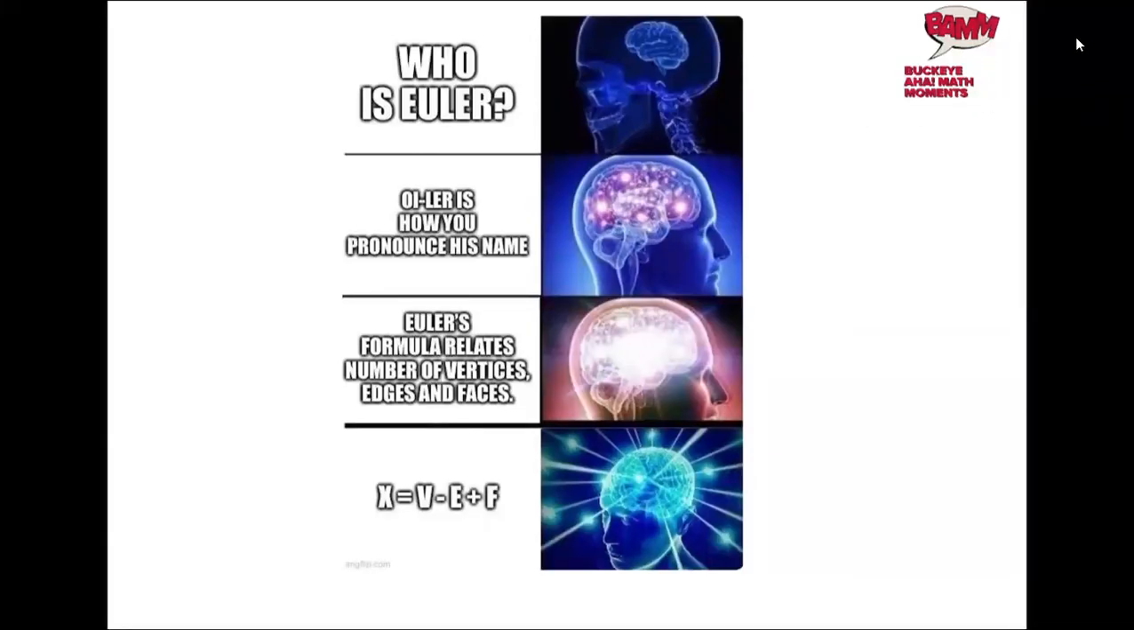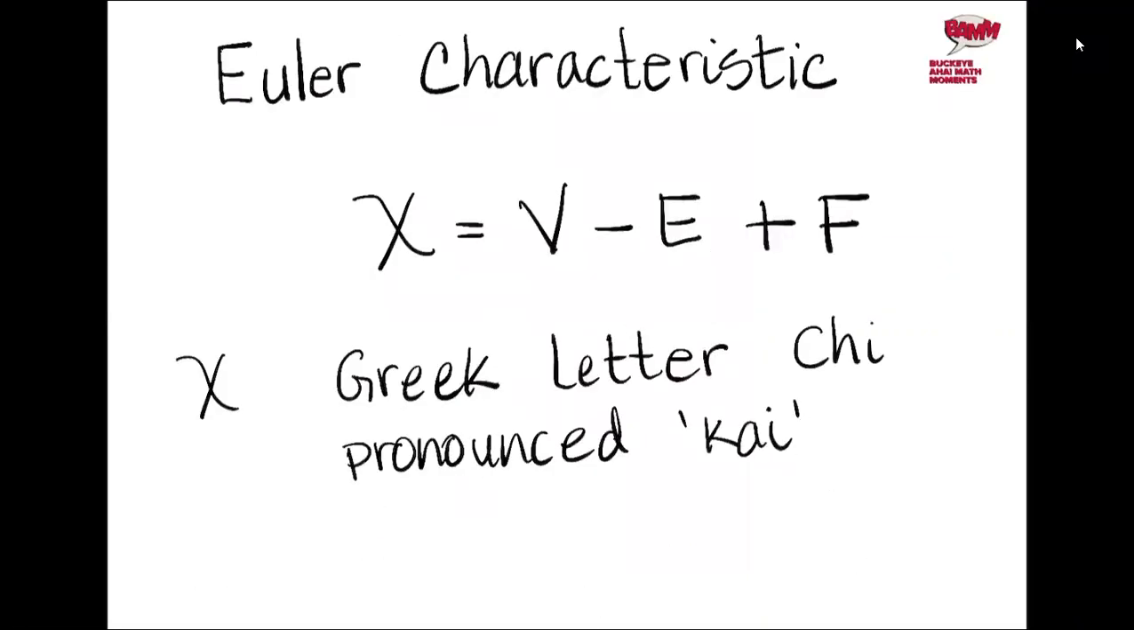Let's continue with Euler's idea of looking at vertices, edges, and faces of geometric figures. He found the following formula: V minus E plus F. So this is also called the Euler characteristic. And we denote this formula by this Greek letter that is pronounced chi.